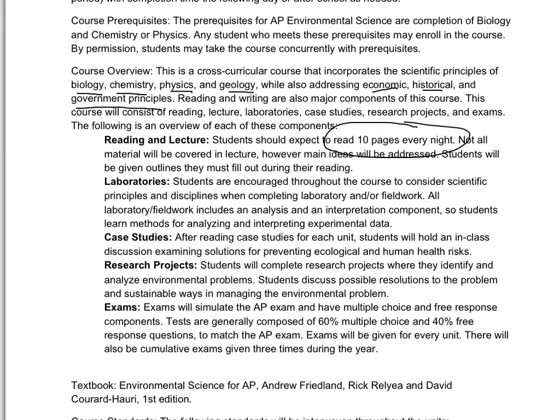Another thing is there are lots and lots of laboratories for this class. So be prepared to get dirty. We're going to go outside and do a lot of labs as well as inside the classroom. Case studies is a term that you want to get familiar with. A case study is basically taking the principles that we are learning and seeing them applied in the real world. So we're going to read about a different case study for every chapter.